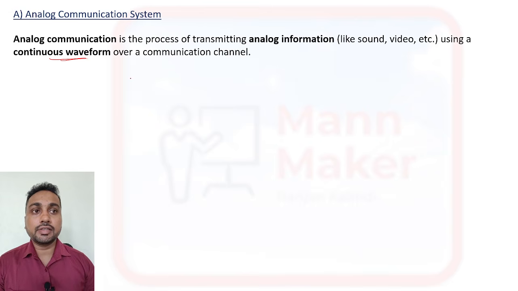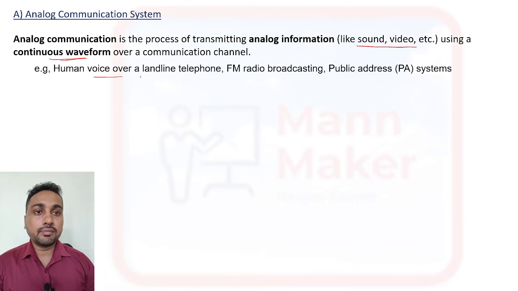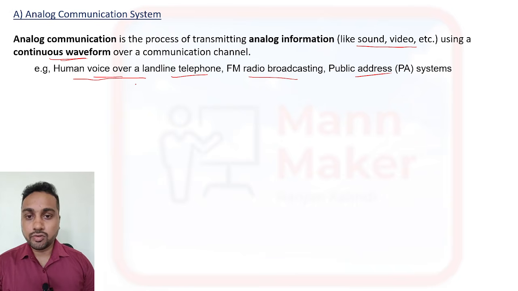Like that, we will send our information like analog sounds and video. For example, our human voice over a telephone is analog communication. FM radio broadcasting is also analog communication. Now a public address system is also an analog communication system. Basically, suppose we take our voice, okay, our voice, so it will be what?